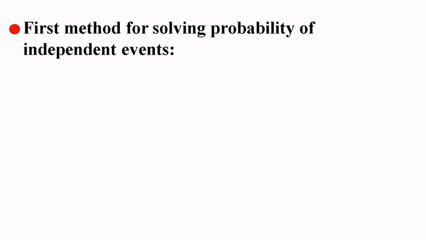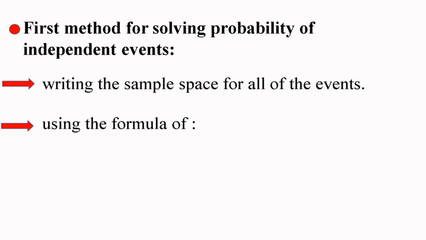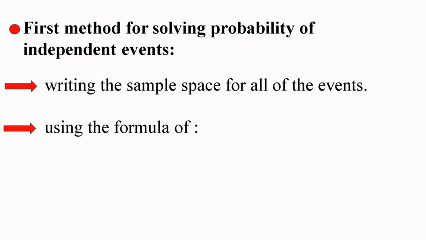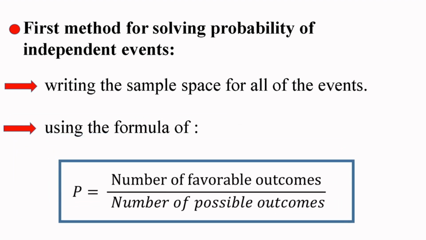What is the first method that we need to learn? Writing the sample space for all of the events, then using the formula. Which formula? The formula that we had for calculating the probability. P is equal to number of favorable outcomes divided by number of possible outcomes. Okay, let's solve some examples with using this stupid method.